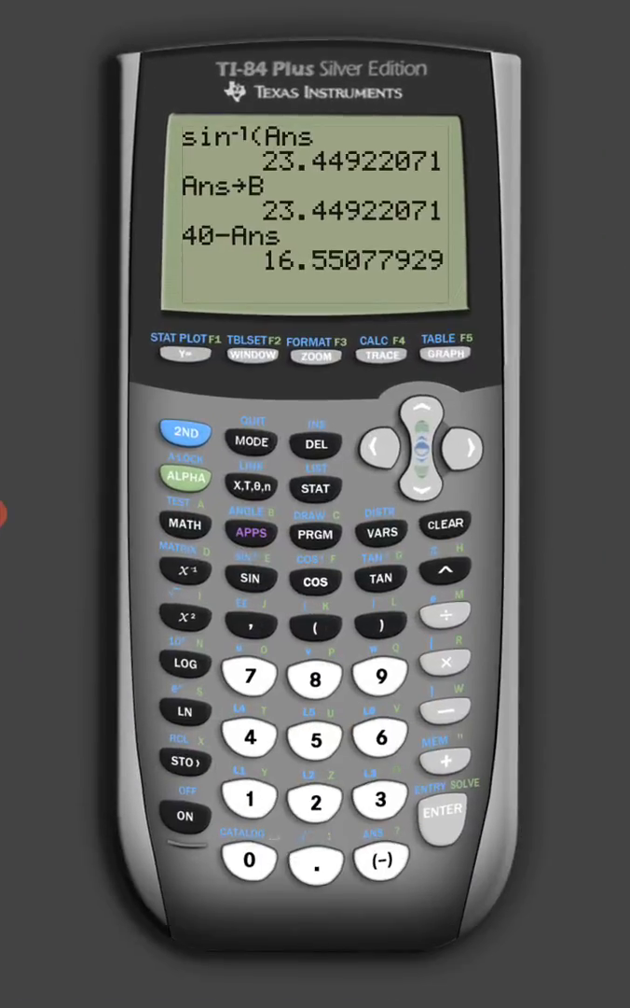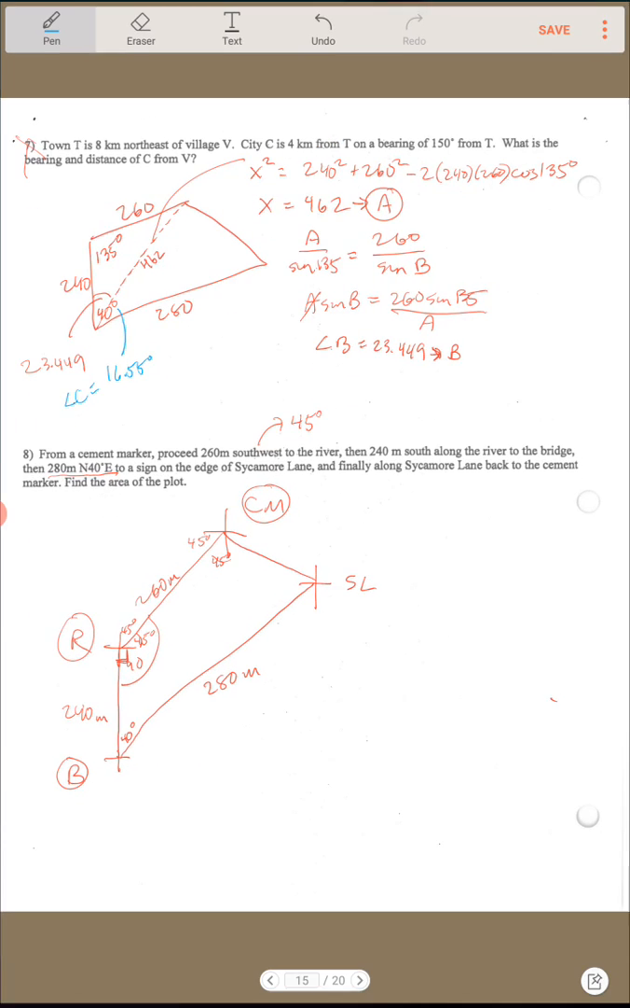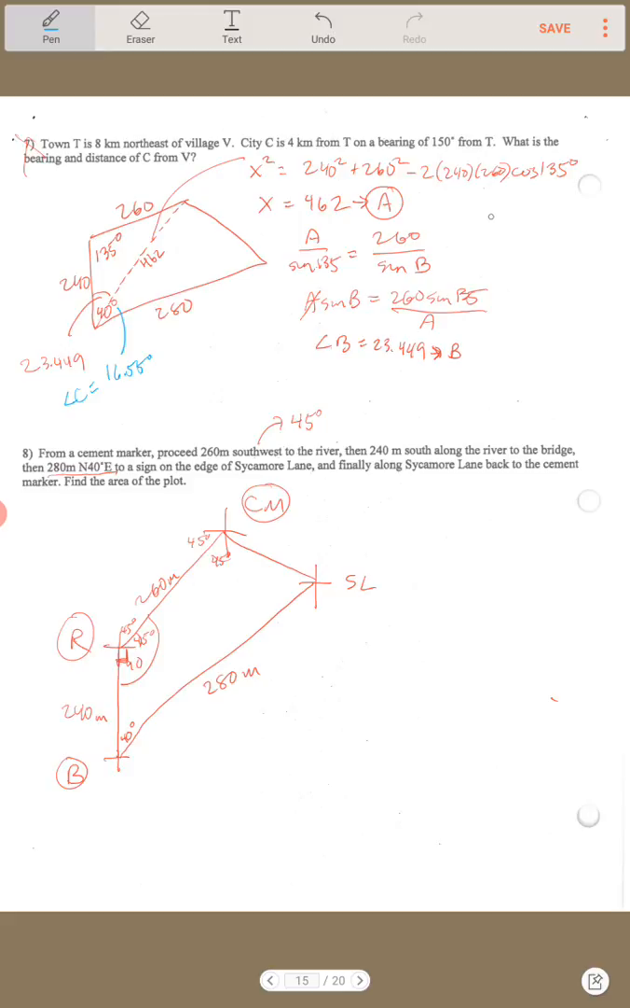I think we have all of the information that we need. Let's now calculate the area of both of our triangles. To calculate the area of our first triangle, we see there's a measurement of 240, a measurement of 260, and an angle measurement of 135. We can use those. Or if you wanted, you can use 240, your angle of 23.449, and your side length of 462. It doesn't matter. You're going to get the same area. So area is equal to, just make sure you plug in the right numbers though.